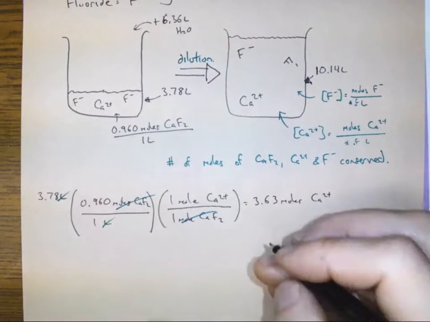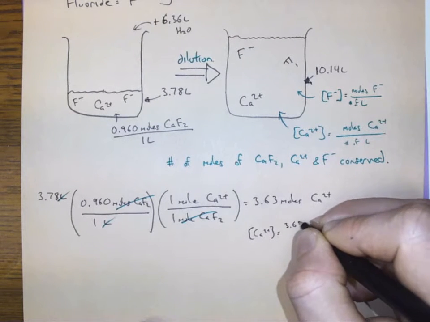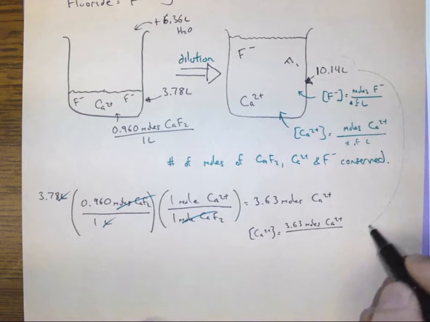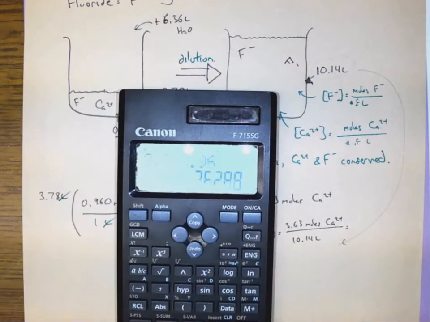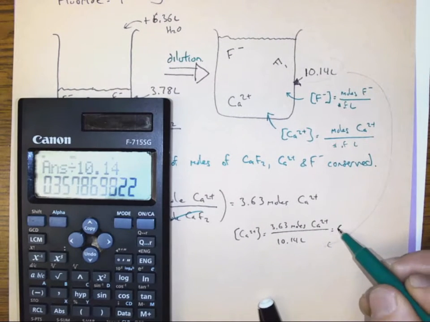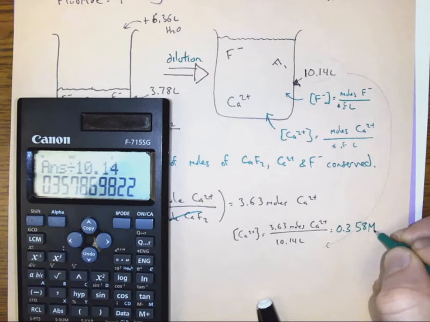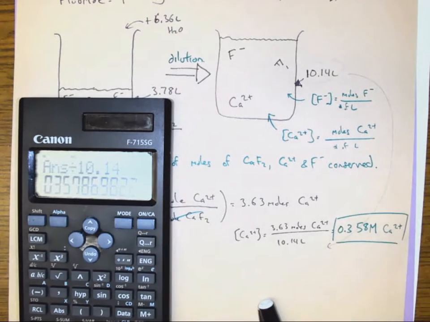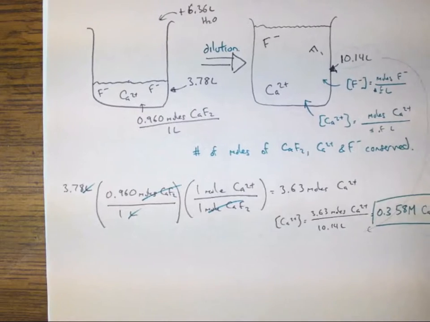Now, if I want to find the concentration of calcium, that's going to be 3.63 moles calcium over my 10.14 liters. So I'm going to find out how many there would be for a liter. And that would tell me that there's actually only 0.358 moles for every liter of calcium ions. All right, so we can do the same thing for fluoride, and then I think we'll be done.